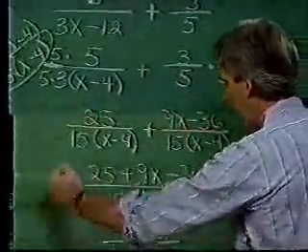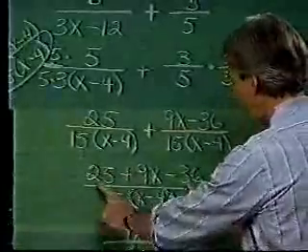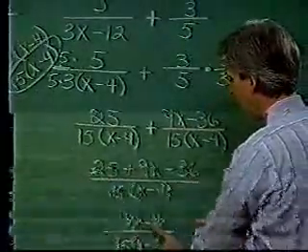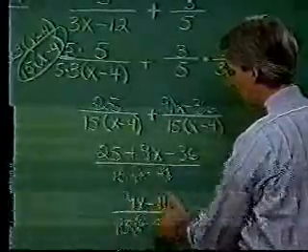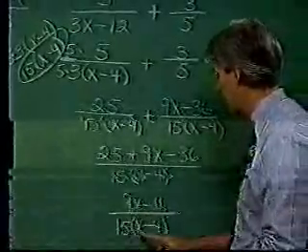And now we've strung out our terms. We collect the like terms. That means collect these constants to get negative 11. So we have 9x minus 11, and in the denominator, 15 times x minus 4.